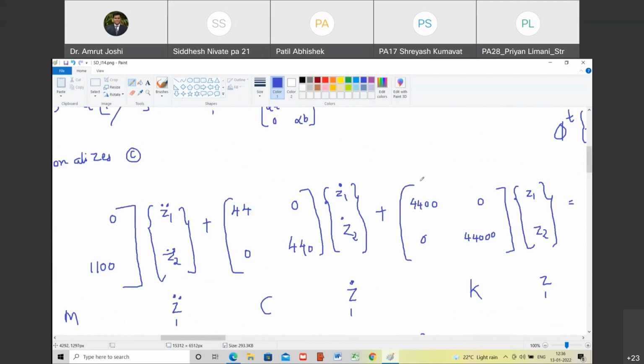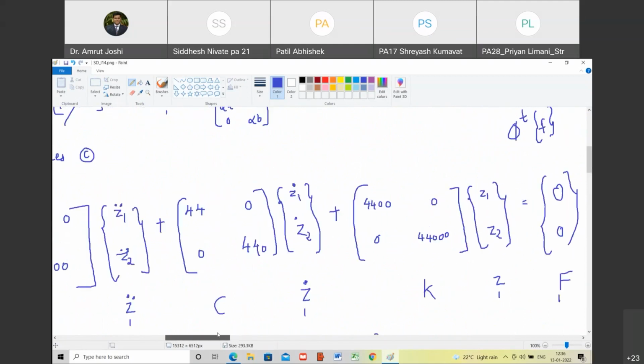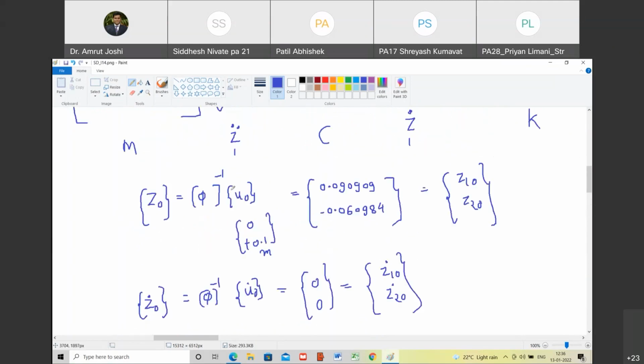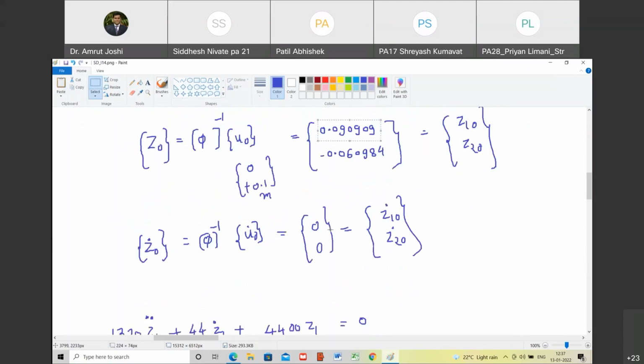Happy? Yes, sir. This must be equal to 0. Did you get the equation in Z1 dot Z1 alone? Yes. And what are the boundary conditions? Z1 0 is how much? Z1 0 is this one. Are you with me? Yes, sir.